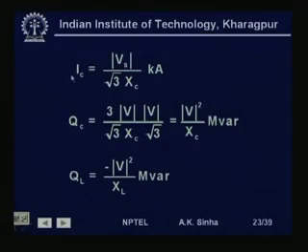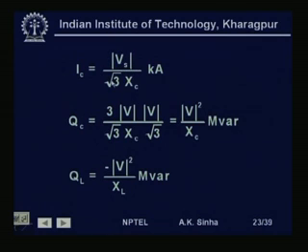Now, how much is that? That can be found very easily. We have the current flowing in the shunt capacitors given by Vs by root 3 into Xc, where Xc is the reactance of the capacitors, and Vs is the voltage, which is the line to line voltage or the system voltage.